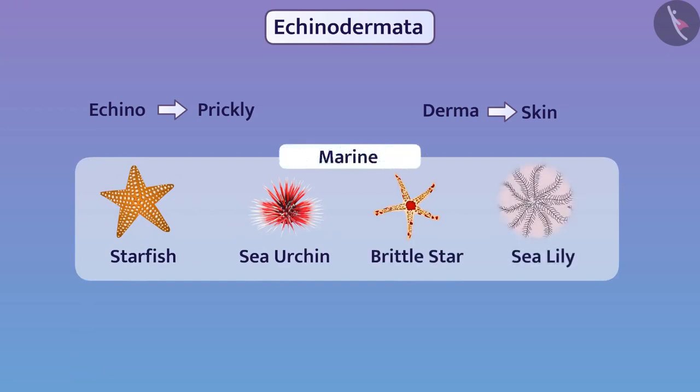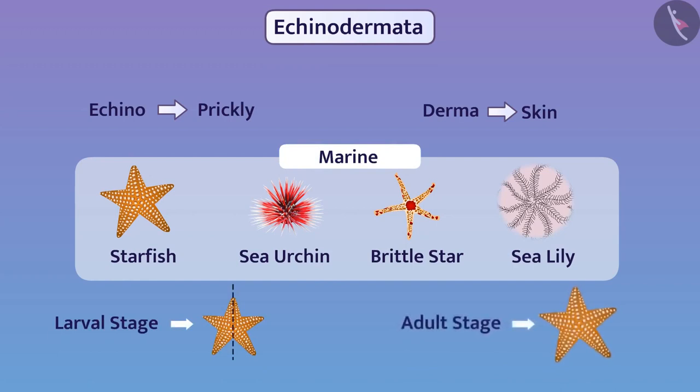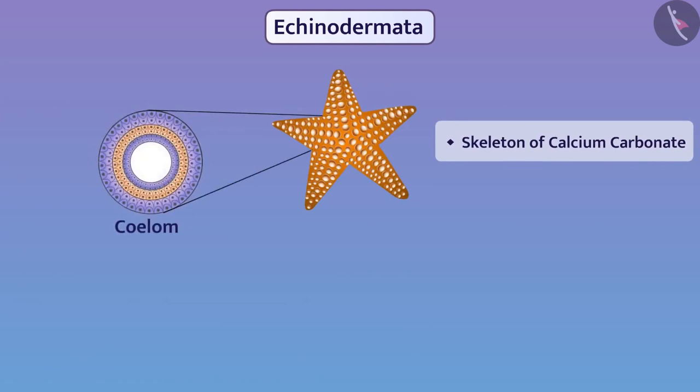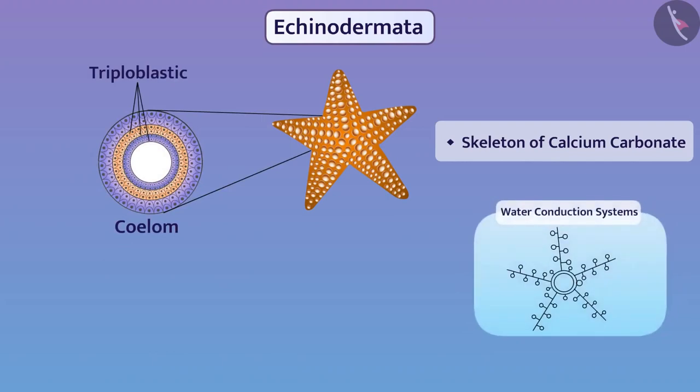Echinoderms are marine animals. At larval stage, they are bilaterally symmetrical, and in adult stage, they are radially symmetrical. They contain a skeleton of calcium carbonate. Coelom is found in them. They are triploblastic animals. Water conduction systems are their main feature, which helps them in moving, holding food, and breathing.